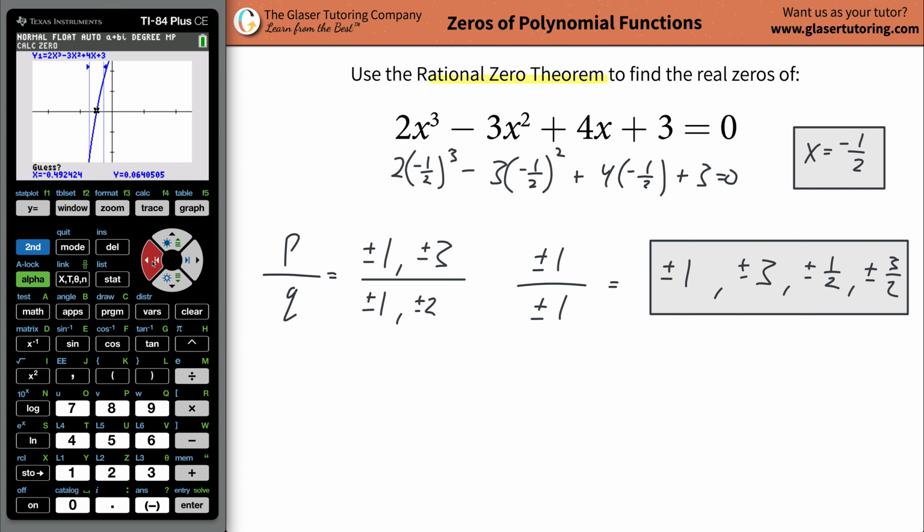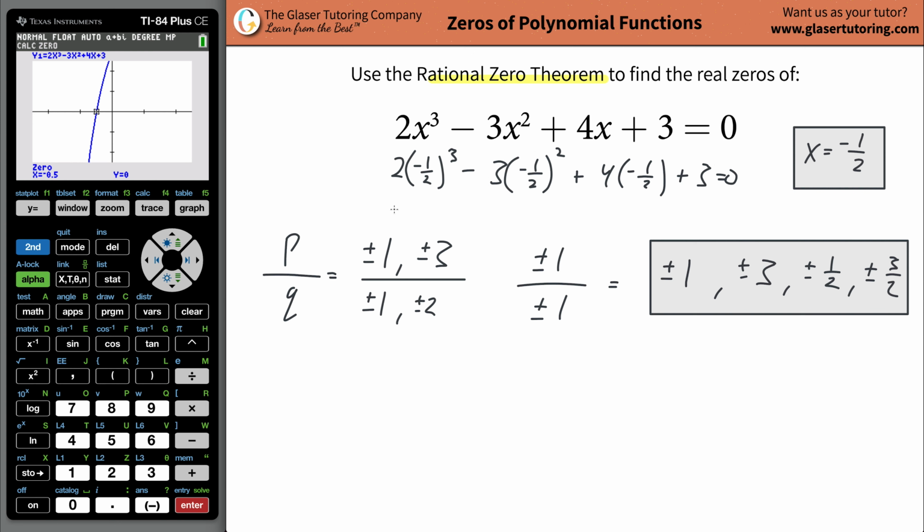And now estimate, roughly. You don't have to be right on the mark. If you're over here, it's still going to calculate it. If you're over here, you're still going to calculate it. But try to get as close as possible. Hit enter, and look, negative 0.5. The calculator calculated it for you. Now, since I know that this graph only intersects the x-axis at one point, I know the remaining zeros are going to be imaginary. And that's going to be the only real 0 of the function. And that's it.